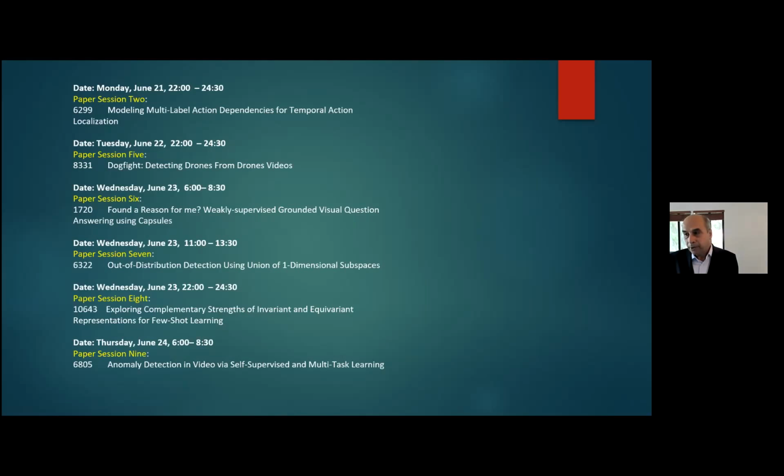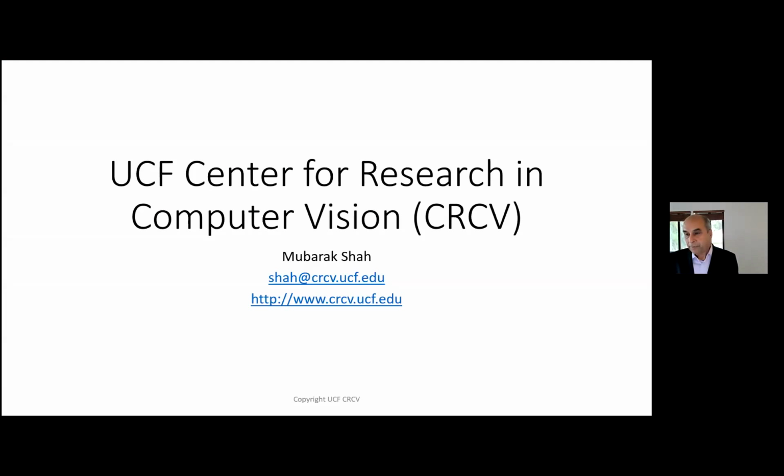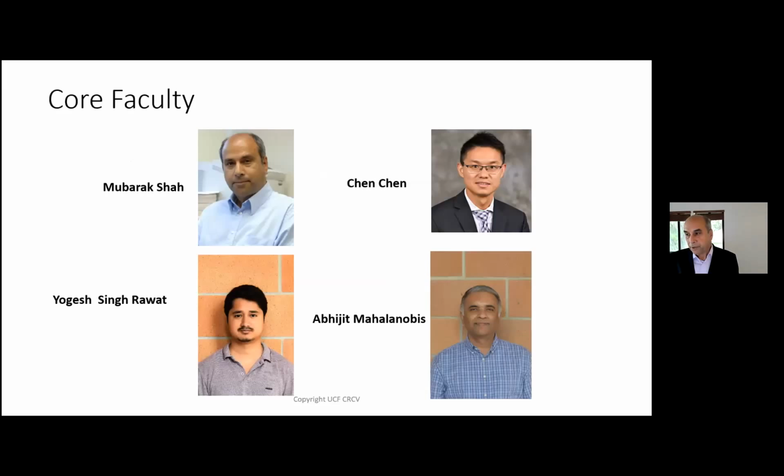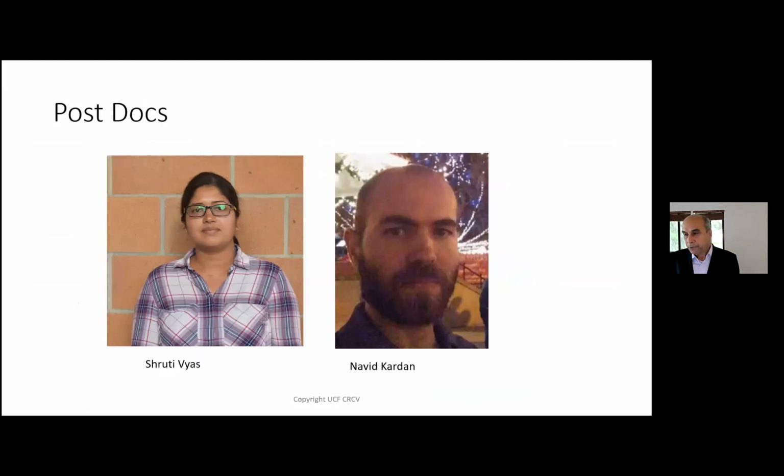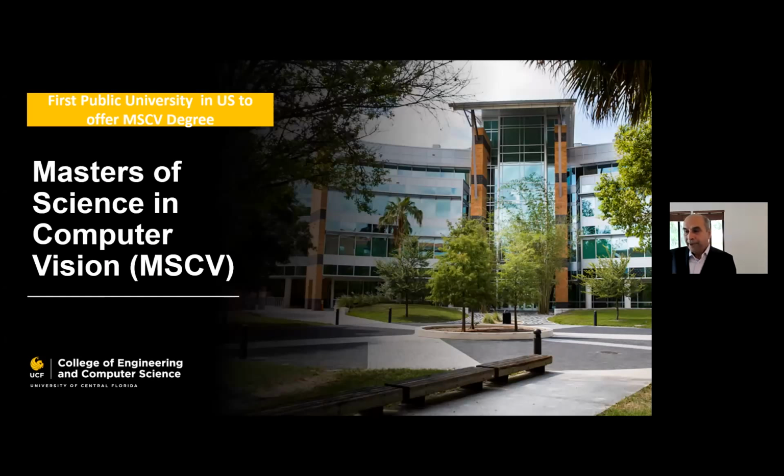So besides me, at our Center for Research in Computer Vision, we have 3 other faculty, and actually Dr. Chen is here attending the talk, and we have Dr. Rajeev Rawat and Dr. Mubarak Shah, and we have a very large group. We have several associate faculty working in different departments, like medical, physics, and mathematics, and so on. And we also have 2 postdocs, and we have the master's program in computer vision, which we are starting this fall. This is the first public university in the US offering the program.